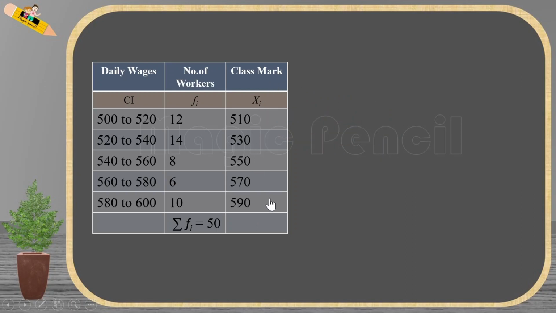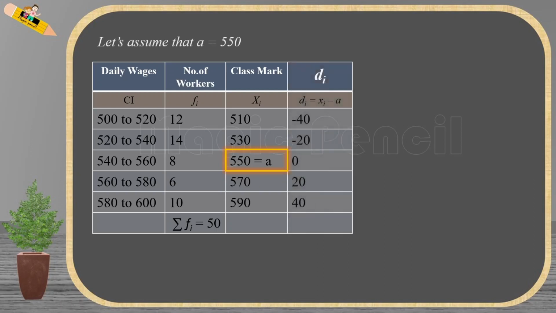Since we decided to calculate mean using step deviation method, we need to select one of these xi values as an assumed mean. So I am selecting 550 as assumed mean for this given data. So what is our next step? We need to calculate di. You know that di is equals to xi minus a, and here xi value is 510, and we have selected a as 550. So 510 minus 550 you will get minus 40, and this minus 40 we need to write here.